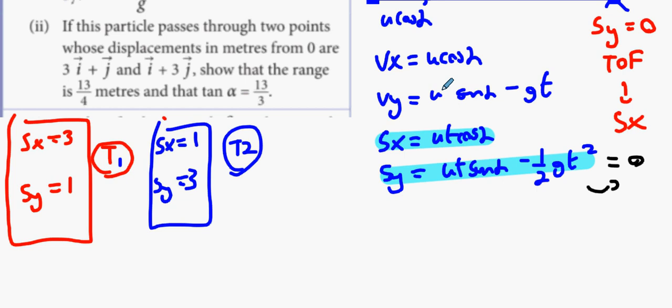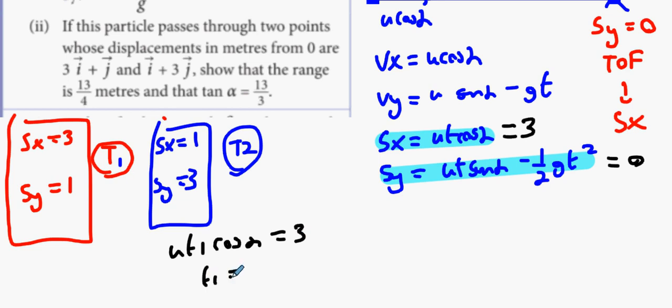Here's what we're going to do. We're going to start off with Sx equal to 3. So what's the time it takes? What's T1 then? If u t cos alpha equals 3, what's T1? So it's u t1 cos alpha equals 3. This means T1 equals 3 over u cos alpha. Alright.